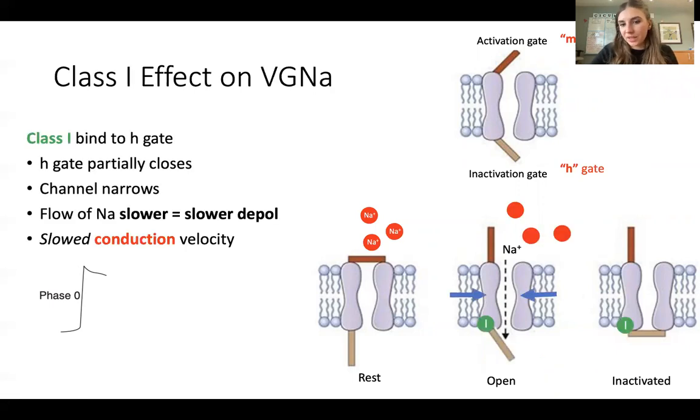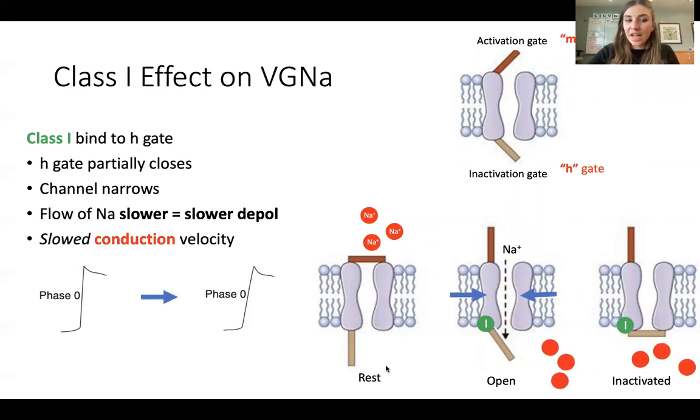So let's talk about what happens if we had a class 1 agent. If we do that, you can see that this inactivation gate kind of closed, and the channel actually became a little bit narrower. So now when it opens and sodium tries to come in, it's much slower. And that's what results in this phase 0 depolarization being slightly prolonged.